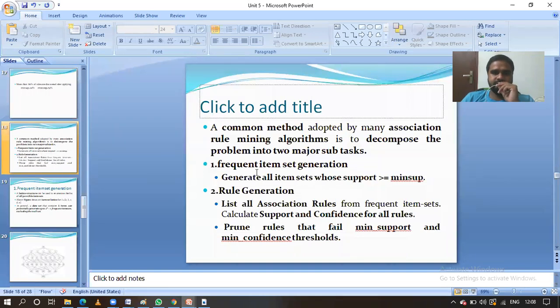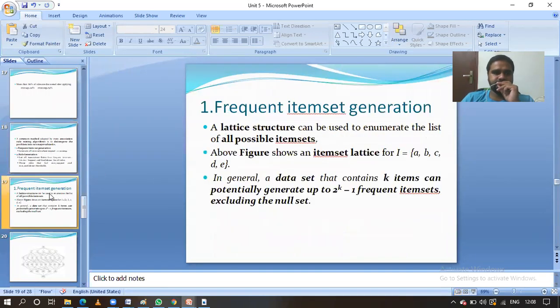Let us see the first one, guys, that is the frequent item set generation. Here I am using the lattice structure, guys, for 5 items, that is A, B, C, D, E. For this, I'm going to represent the overall item set in the form of a lattice structure.